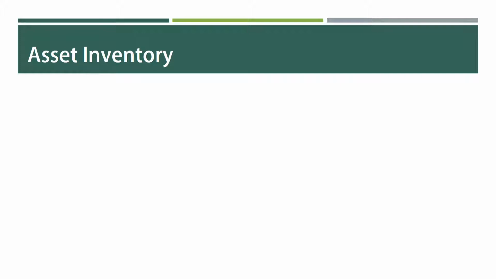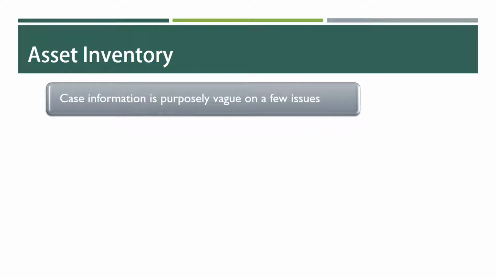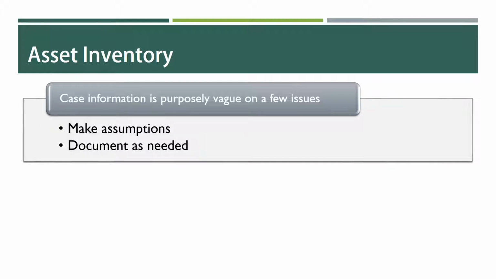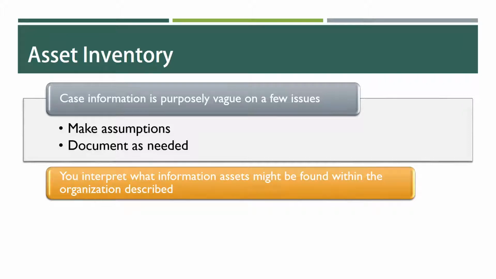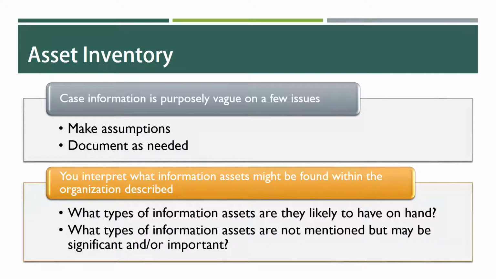Part 1 is the asset inventory. And yes, the case information is vague on a few issues. You may have to make assumptions and think through the process and information flows much as you do in the real world. If you make assumptions, document them. You will have to interpret what information assets are found within the organization given. What types of information assets are specifically mentioned? What types of assets are not specifically mentioned but still may be important to the organization and what it does?